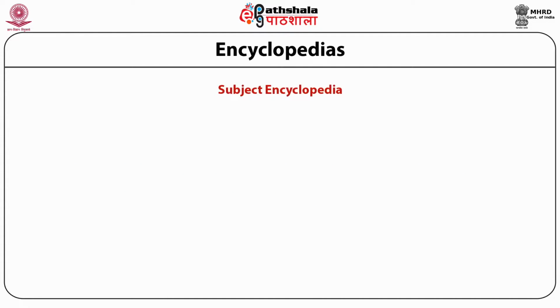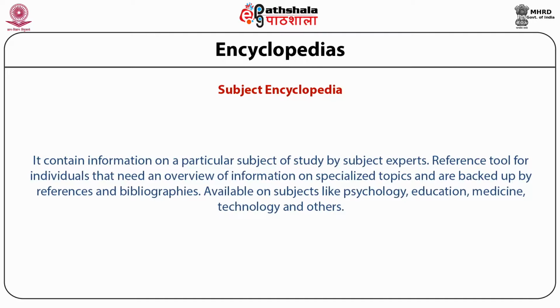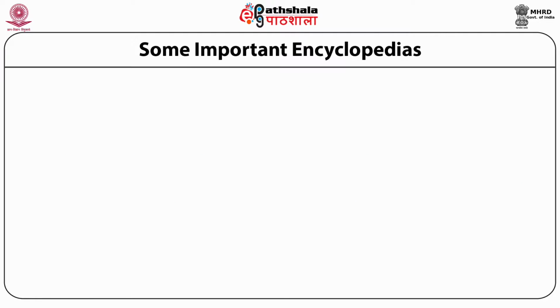Subject encyclopedias. Subject encyclopedias contain information on a particular subject of study by subject experts. It is a reference tool for individuals that need an overview of information on specialized topics and are backed up by references and bibliographies. Subject encyclopedias are available on subjects like psychology, education, medicine, technology, and others. Some important encyclopedias. Let us now discuss some important encyclopedias.